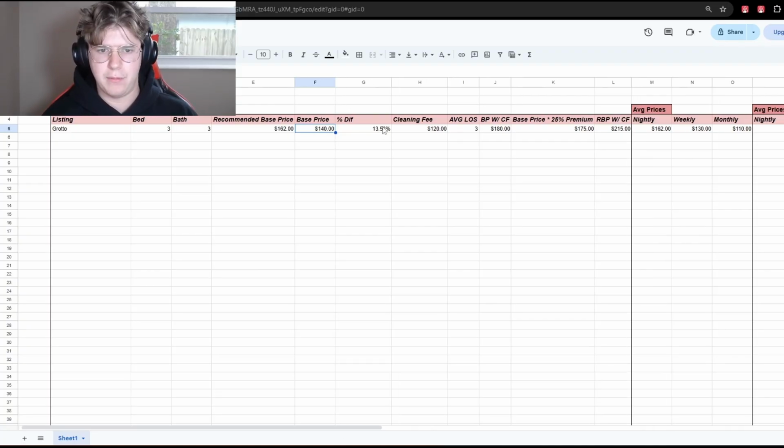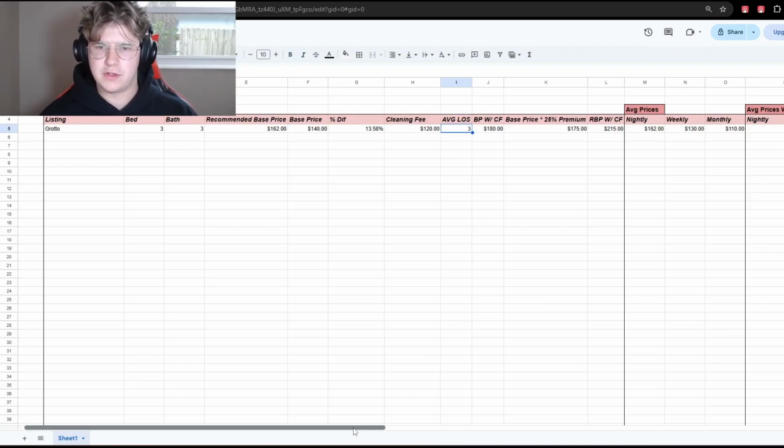And something important is to calculate the percentage difference between the base price and the actual recommended price, right? Which will matter later, when you're adjusting for discounts or whatever. Also put a cleaning fee in there. Again, just another data point, something to reference. It also is good to think about how this price will affect your base price as well when we're actually doing pricing strategy. Next, we got average length of stay. This is another important data point. I will get into why in just a second.